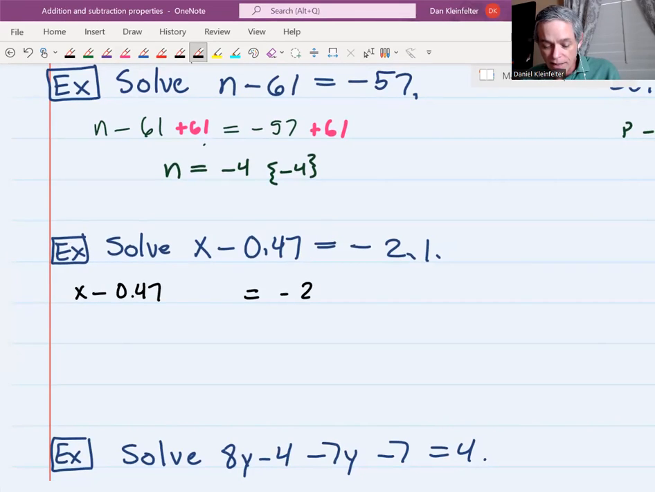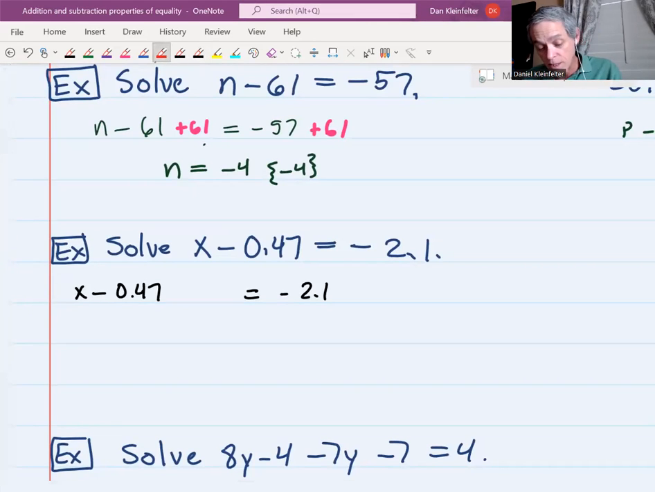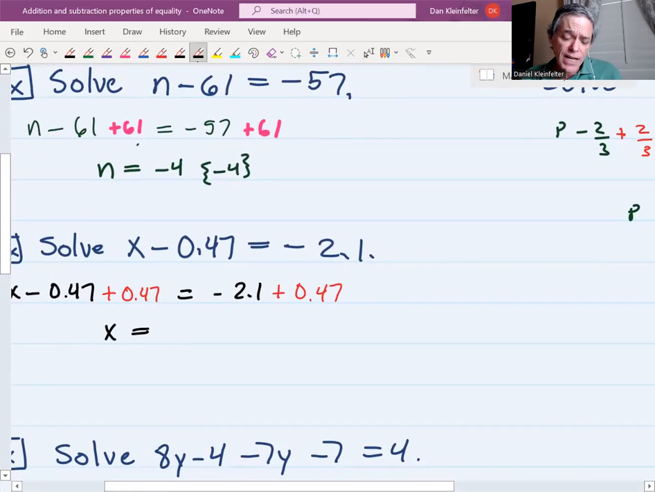So I'm going to rewrite it, leave space. So we have the unknown has had 0.47 subtracted from it. So we should add 0.47 to it. And then we have to add it to both sides, of course, to preserve the equality. On the left side, we're subtracting and adding that 0.47, so that does nothing, which is what gives us the x alone on the left side. And then on the right side, we have negative 2.1 plus 0.47.